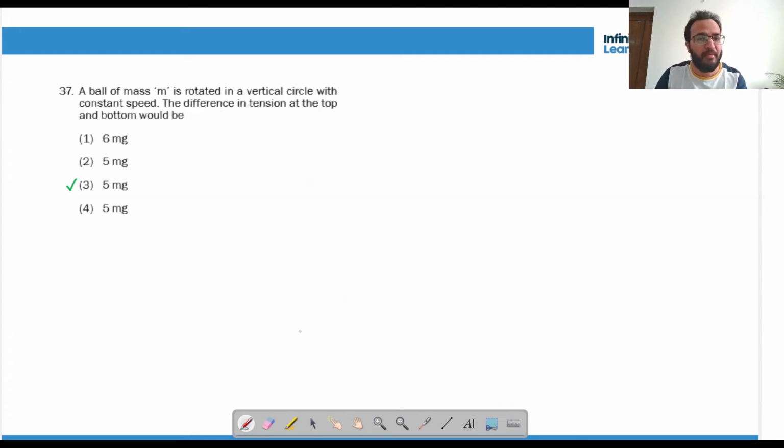A small ball of mass m is rotated in a vertical circle with constant speed. The difference in tension at the top and the bottom will be?